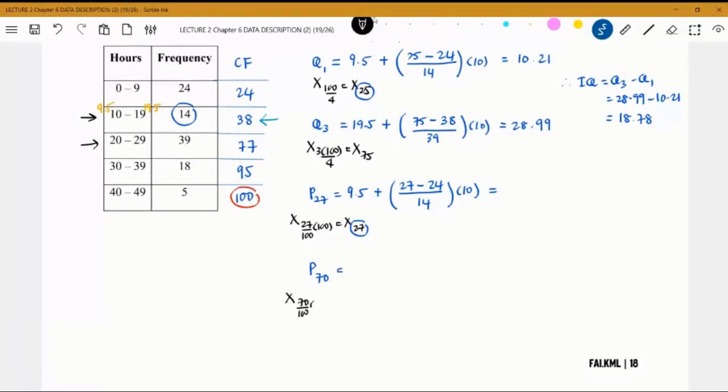Berapa nilai dah? 11.64. Sorry? 11.64. Okay.